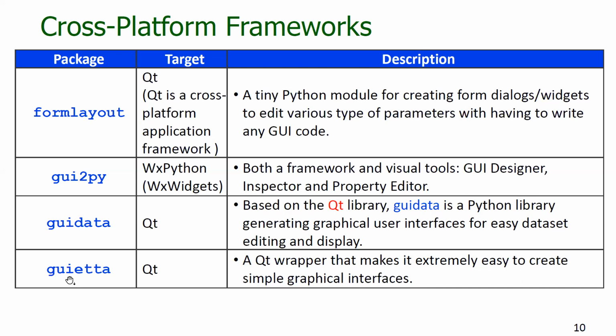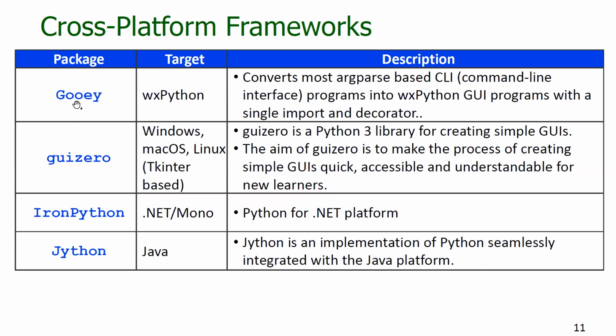Then GUIqt, which is also suitable for Qt, a Qt wrapper that makes it extremely easy to create simple graphical user interfaces. The next one is GOOEY. The target platform is WX Python, which converts most argparse based CLI command line interface programs into WX Python GUI programs with a single import and decorator.